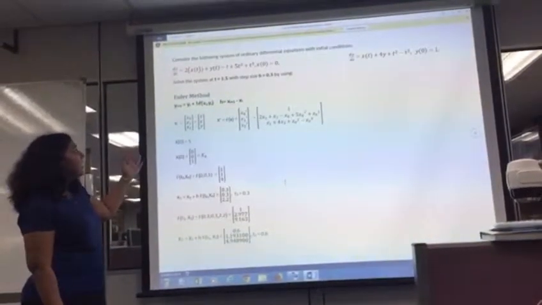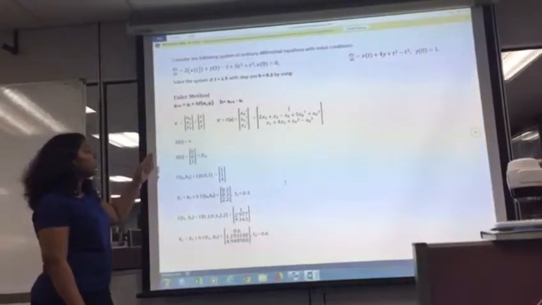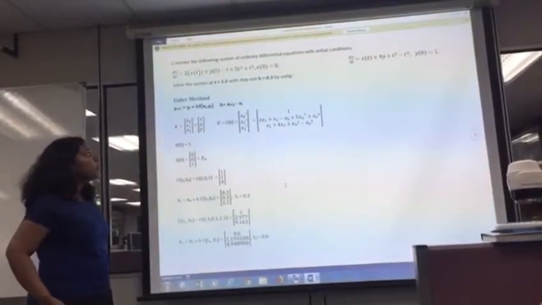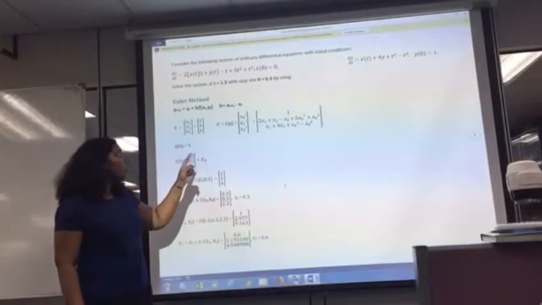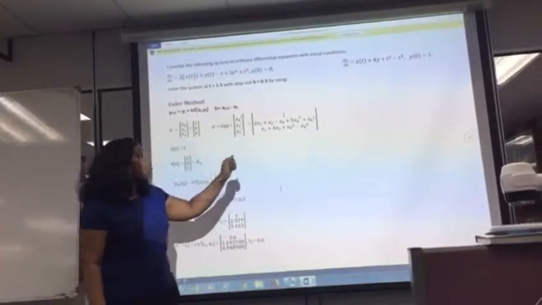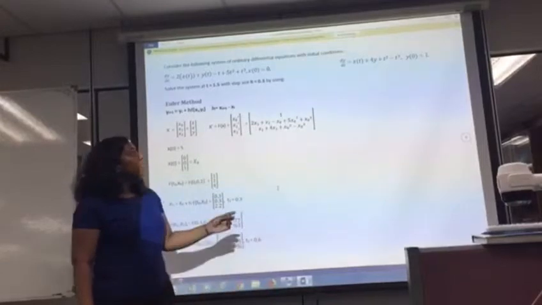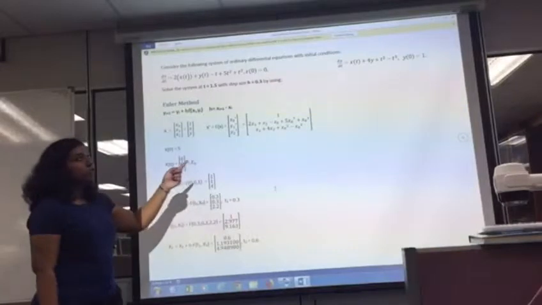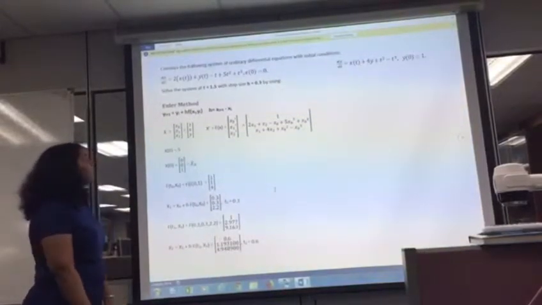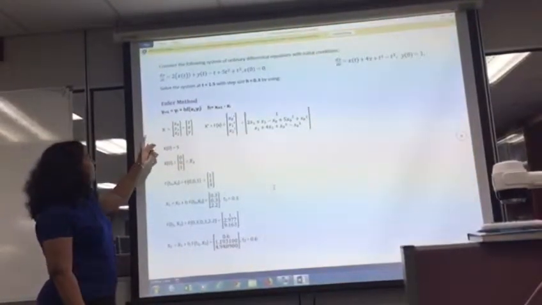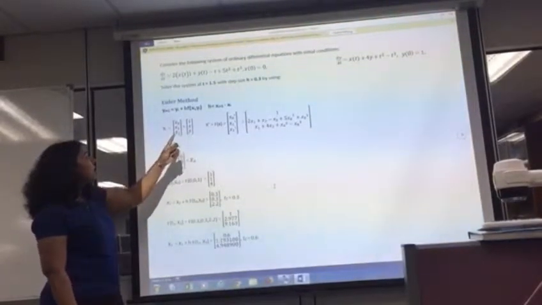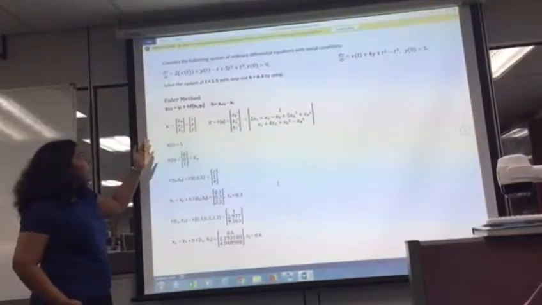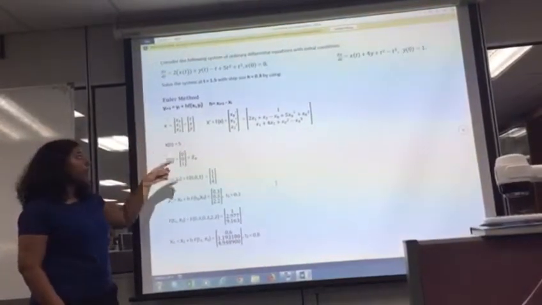We have dx/dt equal to 2x(t) plus y(t) plus minus t plus 5t squared plus t cubed, with the initial condition x naught equal to 0. And we have dy/dt equal to x(t) plus 4y plus t squared minus t cubed, with the initial condition y naught equal to 1. We've been given the step size h equal to 0.3, and we have to compute the value at t equal to 1.5.